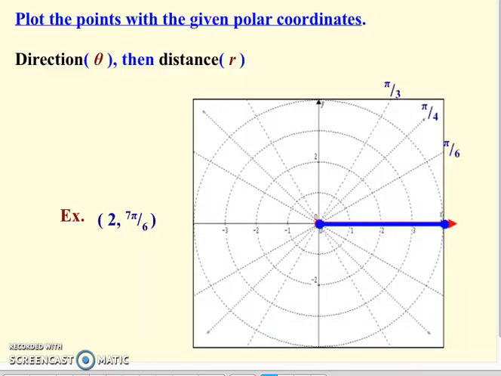Let's actually practice plotting. On your note sheet, you have the same examples, and before I start showing you, I'm going to give you a second to look at it. Try it yourself. Basically, rotate to the 7 pi over 6 rotation line, travel out radius 2, plot a point. So go ahead and try it yourself before I show you.